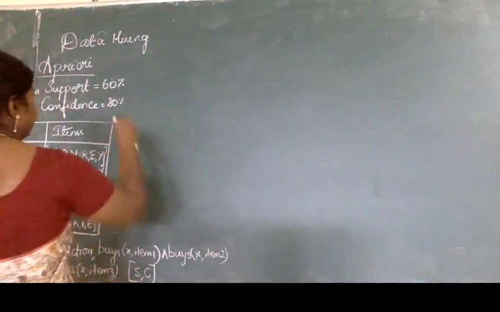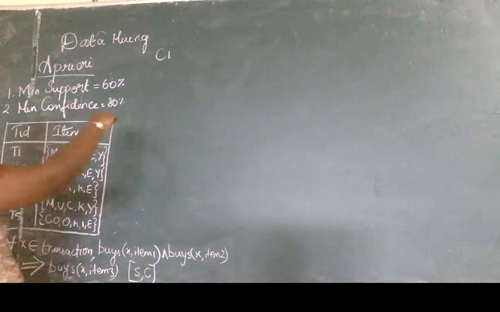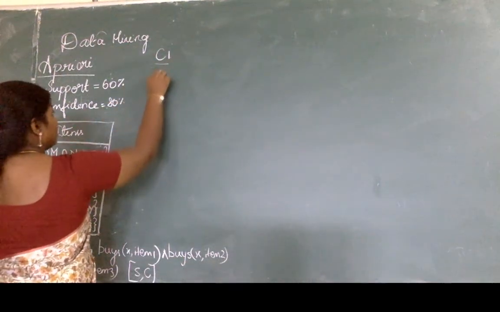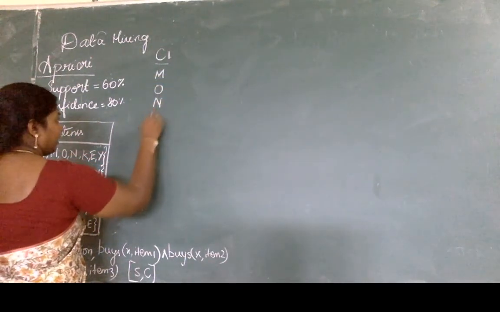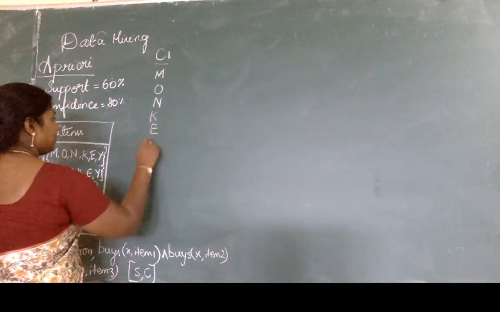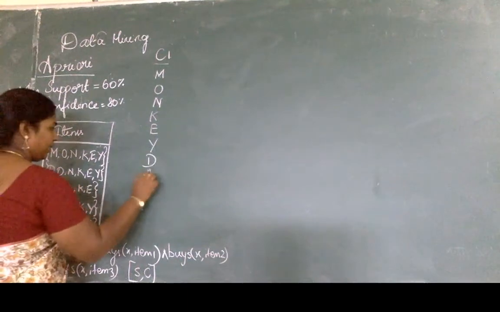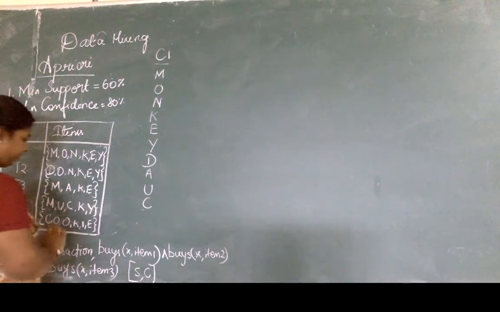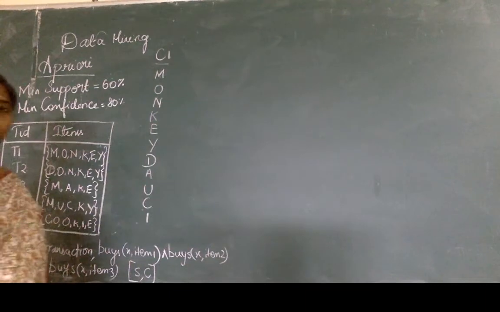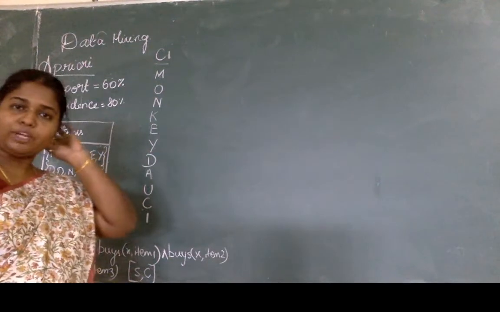Here, what are my one item sets? I have already listed them in the earlier class, but I rubbed it off, so I'm writing it again. C1 includes M, O, N, K, E, Y, D, A, U, C, I. These are the possible one item sets. Now I should scan through the database and find out the support value of each of them.